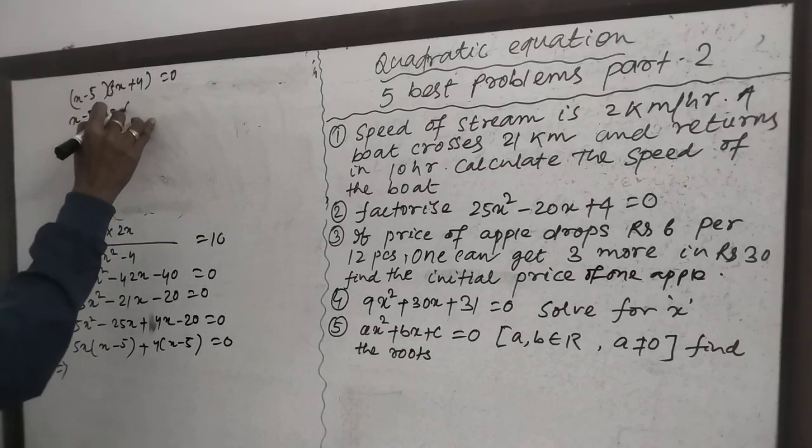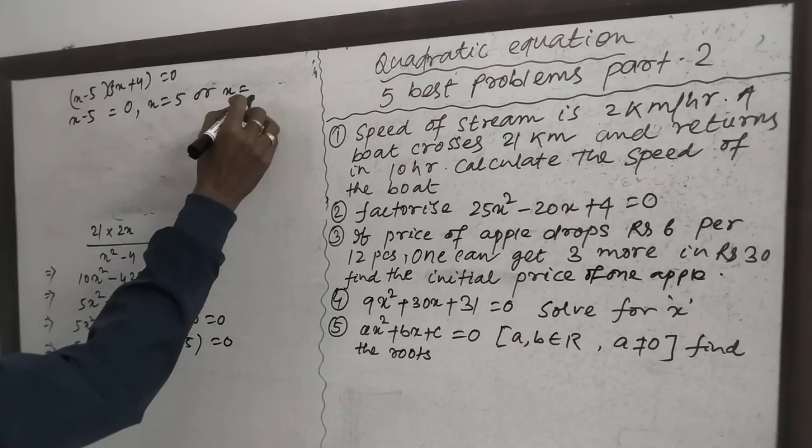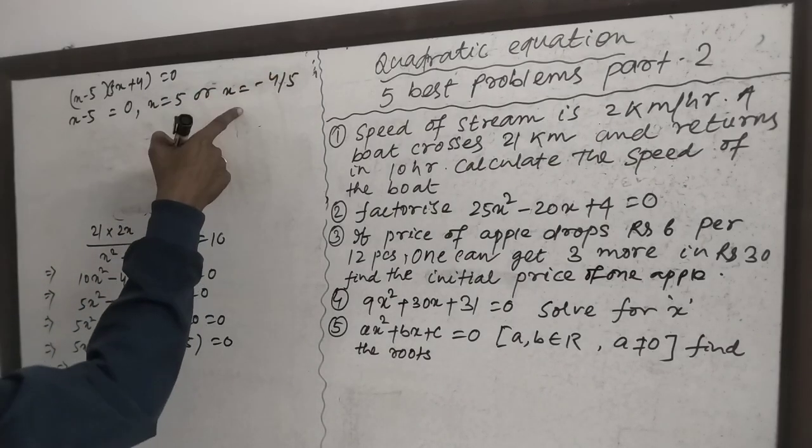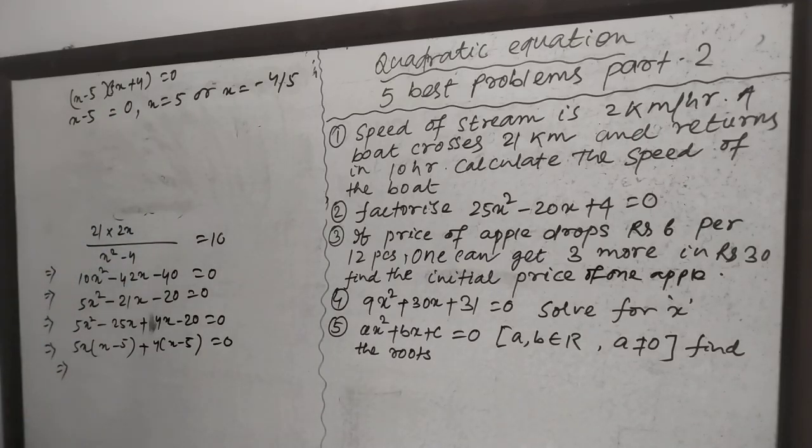x minus 5 is equal to 0, so x is equal to 5, or x is equal to minus 4 by 5. Speed of the boat cannot be negative, so the speed of the boat will be 5 km per hour.